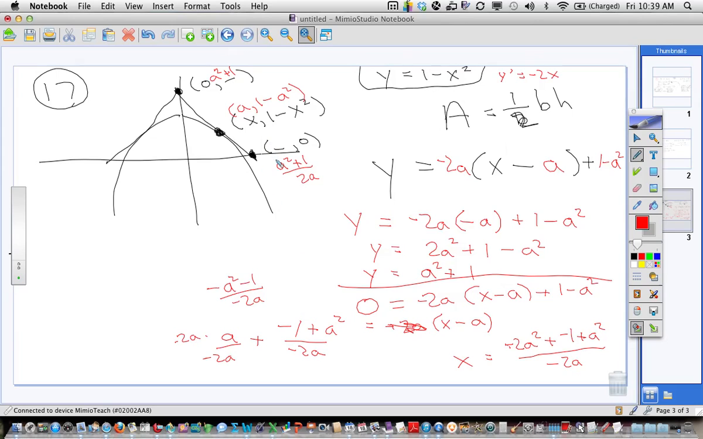And that x is what? What is that x right there then? Half the base of the triangle. All right, so when that's all said and done, we're going to have to go to a new page, but the area of our triangle is a squared plus 1 over 2a times a squared plus 1.